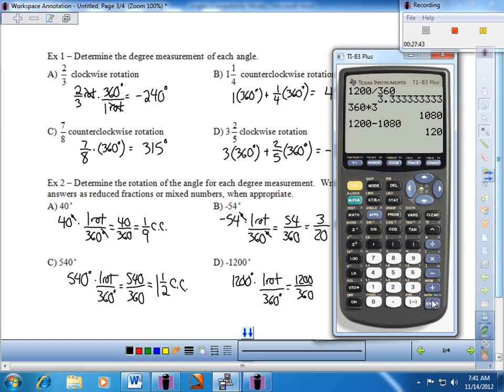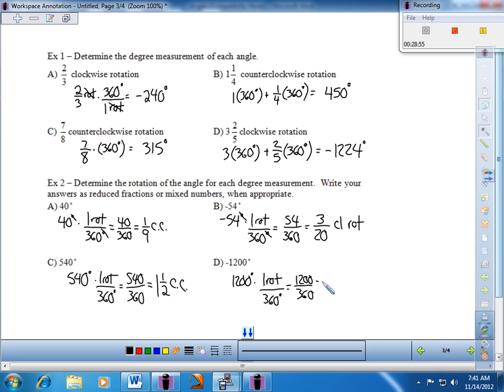So 1200 minus 1080 is another 120. Oh, okay. So it was 3 full rotations, and then I had 120 degrees left over out of the next 360. And so 120 over 360 is 1/3. So again, not sure how you want to play that out there, but essentially what I would say is it's 3 1/3 rotations, and because it is negative, it is clockwise.